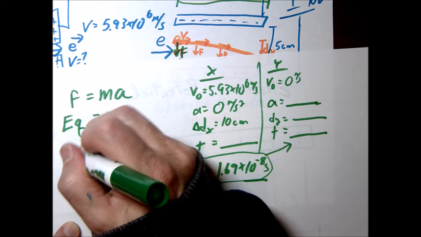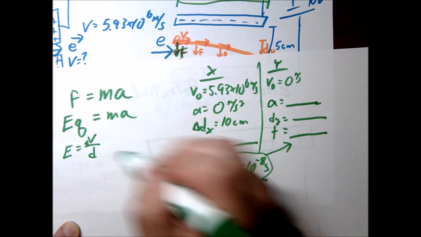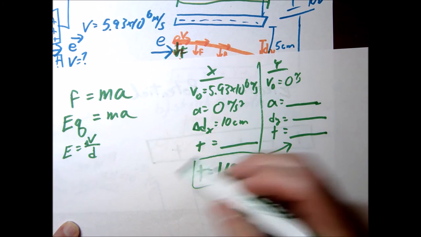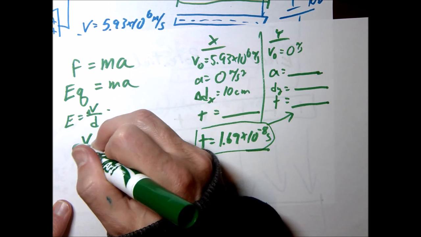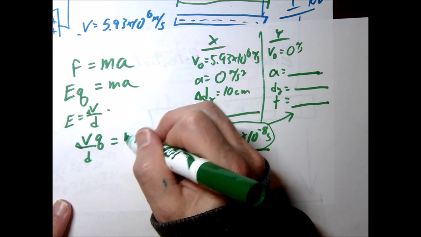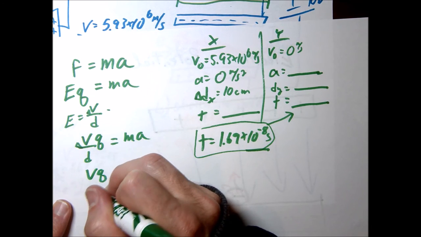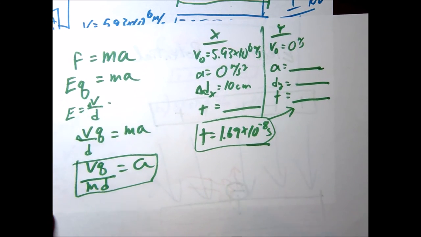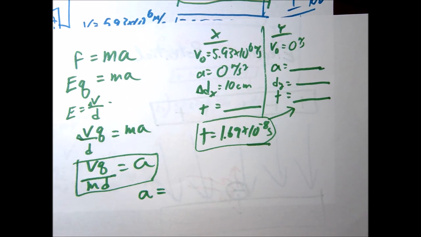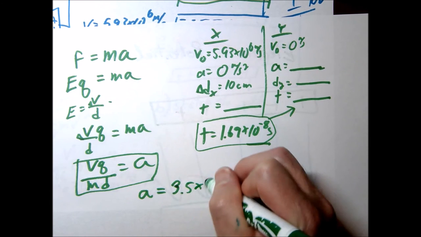So remember, the electric field is equal to this potential difference, delta V, divided by the distance between those plates. So we can write this as delta V over D times Q equals ma, or a is going to be VQ over MD. All right, why don't you go ahead and plug in the values and solve for a. Getting an acceleration of 3.5 times 10 to the 13th.